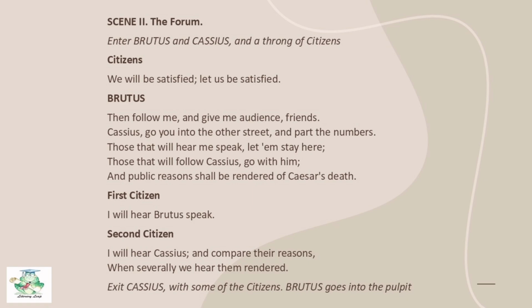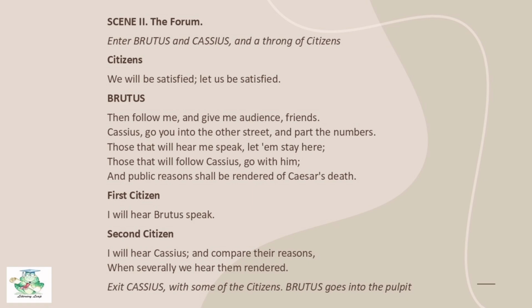So Brutus asked the citizens to follow him and listen to his speech. Here, "audience" refers to people who will listen to him carefully. In other words, he asks the people to listen carefully to what he has to say. Now, Brutus instructs Cassius to go to another part of the forum and divide the citizens into two groups. This is a strategic move so that each of them can speak to different groups of people. Now, Brutus separates the citizens into two groups. Those who want to listen to him will stay with him, and those who want to listen to Cassius will follow Cassius.